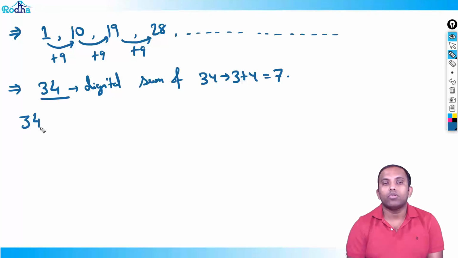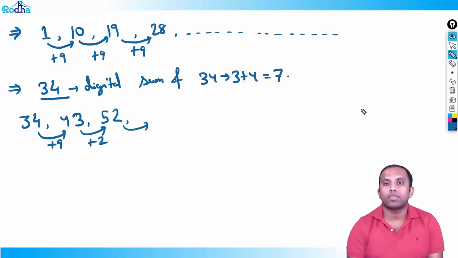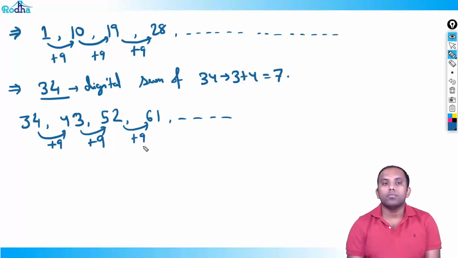So after 34, start forming an AP with common difference of 9, right? So 34 plus 9, 43. You see digital sum again 7, 4 plus 3, 7, right? 43 plus 9, 52. You see again digital sum 7, 5 plus 2, 7. It goes on like this. Should add plus 9, so 61. Keeps on, right? So all will have digital sum 7.